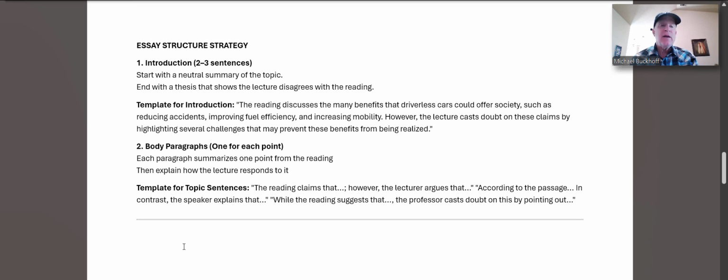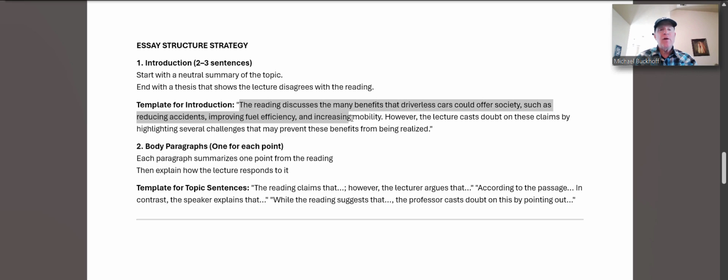Okay, let's talk about essay structure strategy. So your introduction should consist of maybe 2 to 3 sentences. Start with a neutral summary of the topic. End with a thesis that shows the lecture disagrees with the reading. So here's a template for the introduction. It will look something like this. The reading discusses the many benefits that driverless cars could offer society, such as reducing accidents, improving fuel efficiency, and increasing mobility. However, the lecture casts doubt on these claims by highlighting several challenges that may prevent these benefits from being realized.